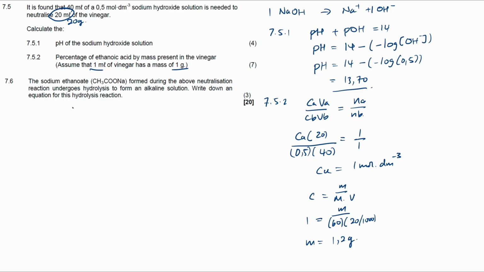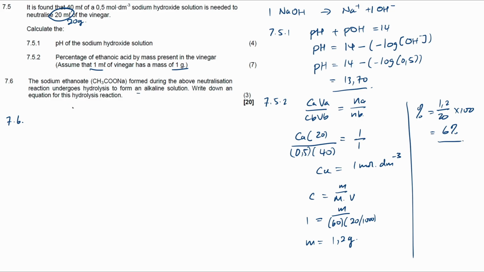So this is 1,2 grams of ethanoic acid in 20 grams of vinegar. So that means the percentage is simply going to be 1,2 divided by 20 multiplied by 100, and that's equal to 6%.